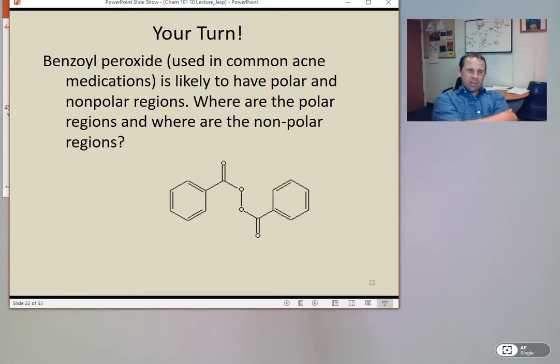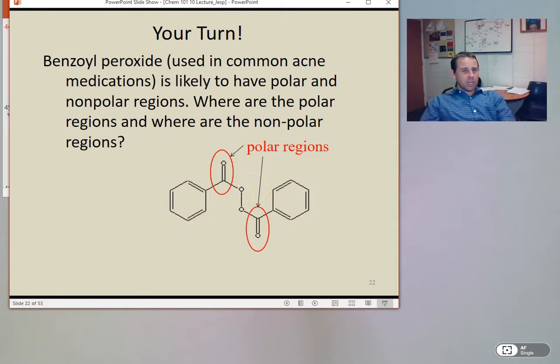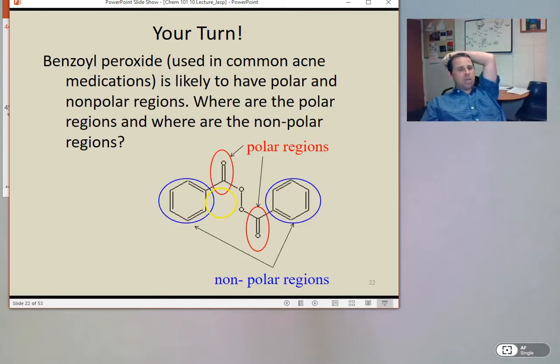Another way to think about compounds is not just about the whole compound, but little sections of the compound. So benzoyl peroxide, this is a good medication for getting rid of zits and stuff like that. Kills bacteria on your face pretty good. So this compound has polar regions and has non-polar regions. You can tell the polar regions because there's an oxygen pulling electron density away, and you can see the non-polar regions as well because there's no oxygens here, just carbons and hydrogens. All right, so polar regions aren't always associated with a whole molecule. It can be associated with certain sections on molecules as well.